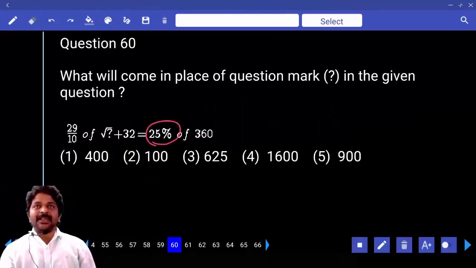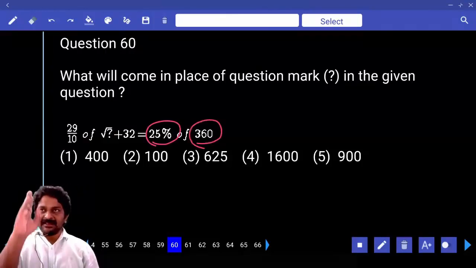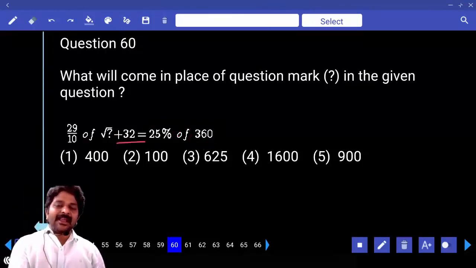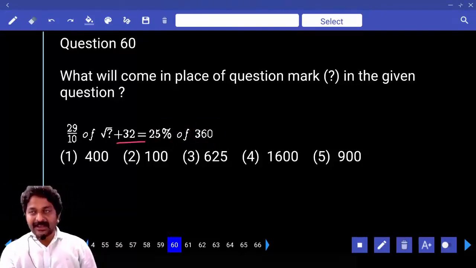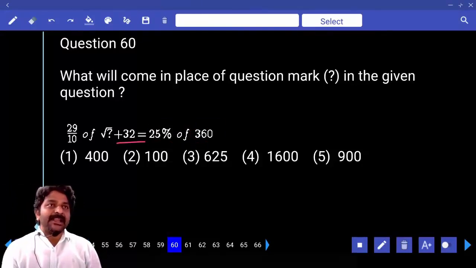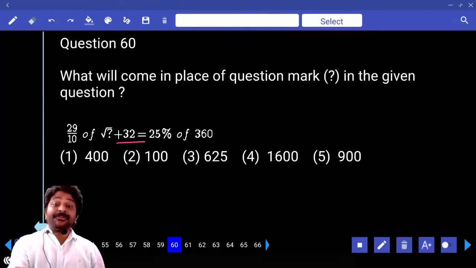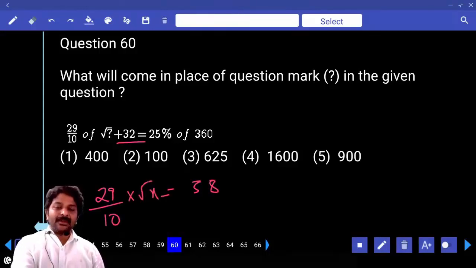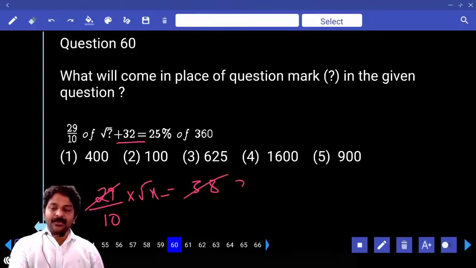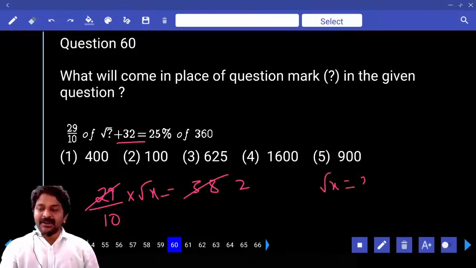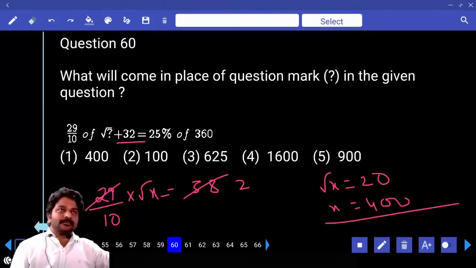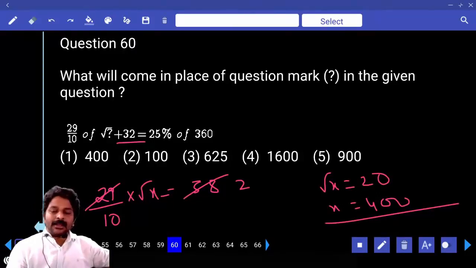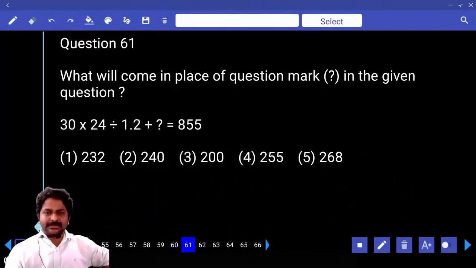25%, that is 1/4 only. 1/4 of 360, 90. Right hand side number 32 goes to left hand side. So it becomes 90 minus 32. 58 is equal to 29 by 10 into root x, correct? 29 how many times is 58? That means root x is equal to 20, x is equal to 400. Okay? Right.